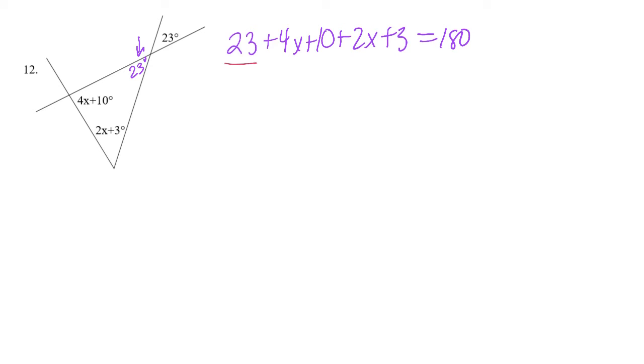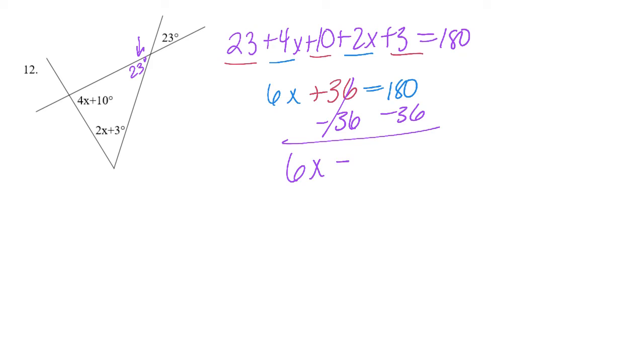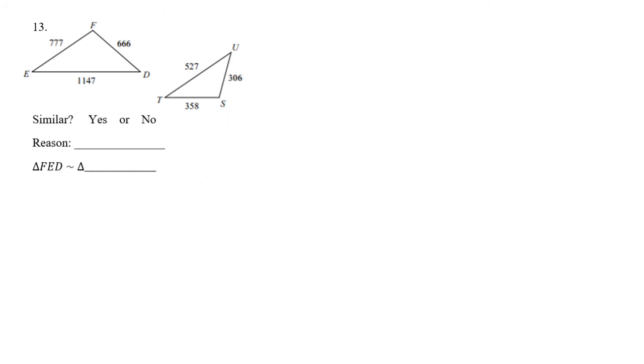All right, combine your like terms, 23, 10, and 3. So 36 and 4x and 2x is 6x equals 180. Minus 36 on both sides. 6x equals 144. Divide by 6 on both sides. 144 divided by 6 is 24.